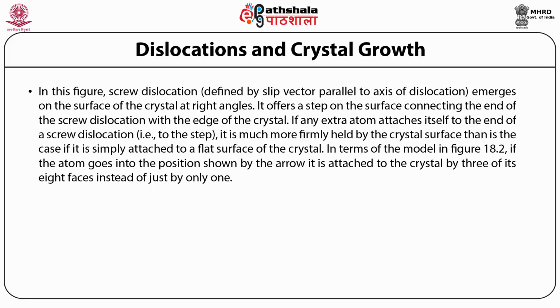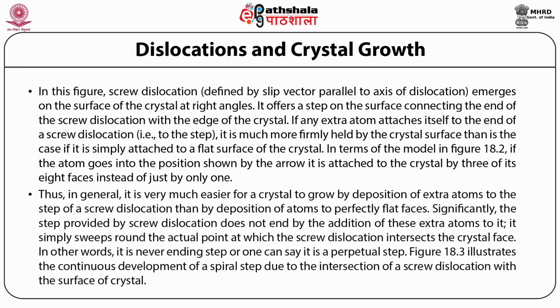it is much more firmly held by the crystal surface than if it is simply attached to the flat surface of the crystal. In terms of the model in figure 18.2, if the atom goes into the position shown by the arrow, it is attached to the crystal by 3 of its 8 faces instead of just 1. Thus, in general, it is very much easier for a crystal to grow by deposition of extra atoms to the step of a screw dislocation than by deposition of atoms to perfectly flat faces.